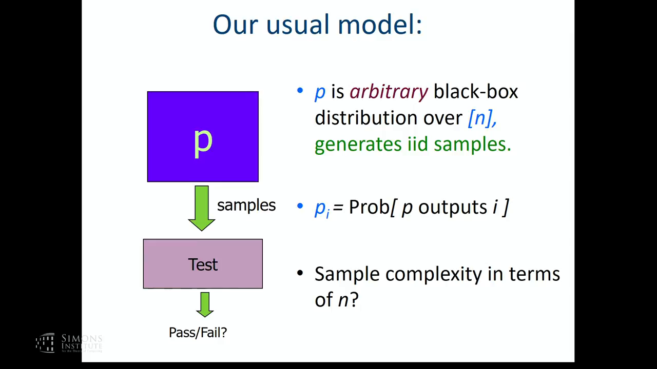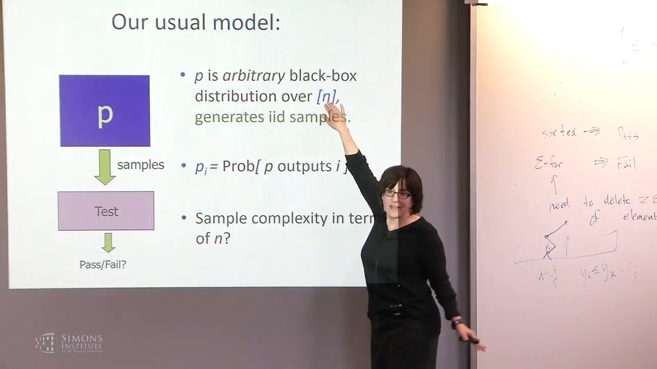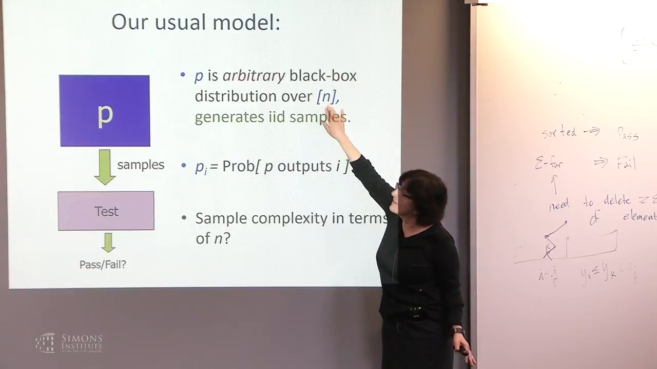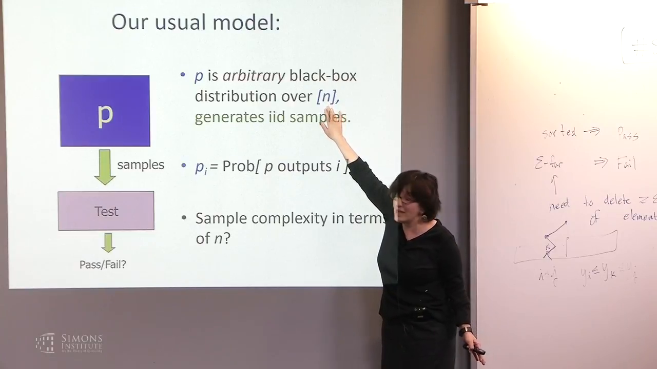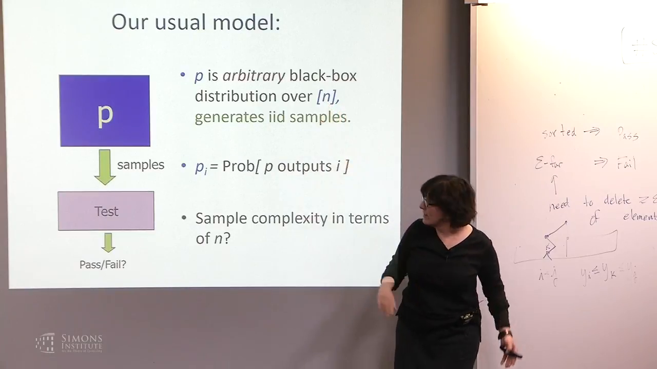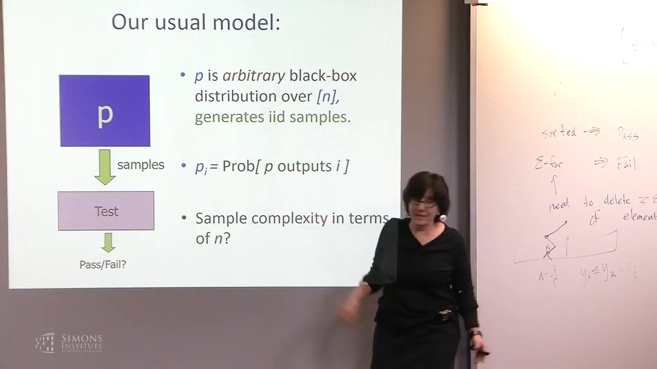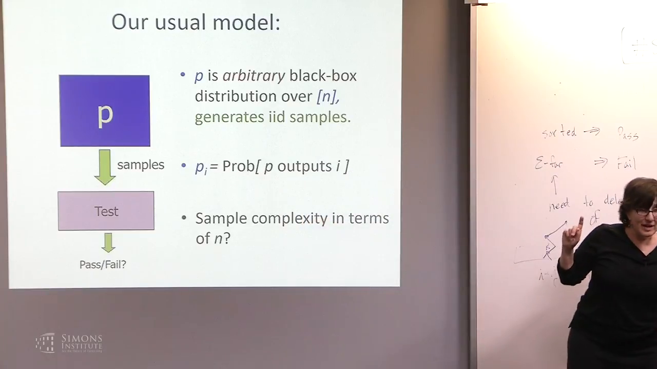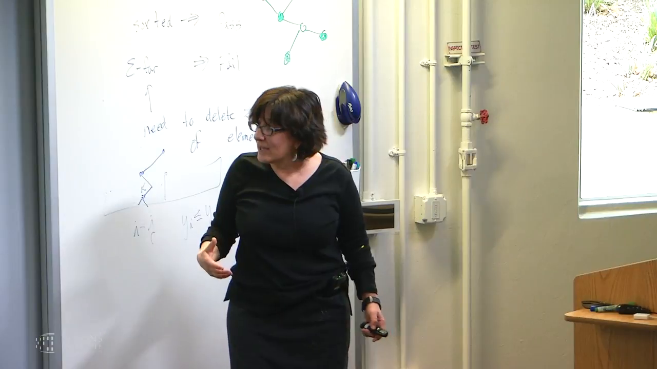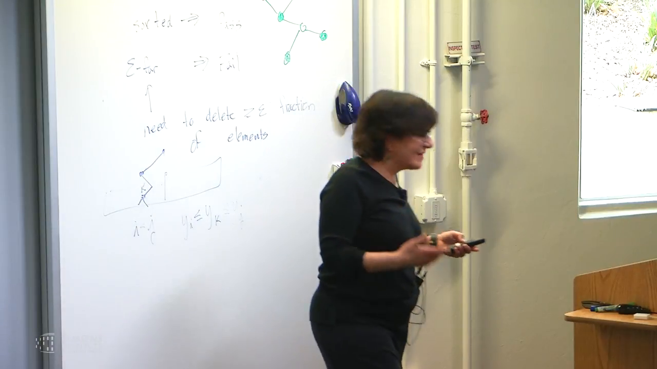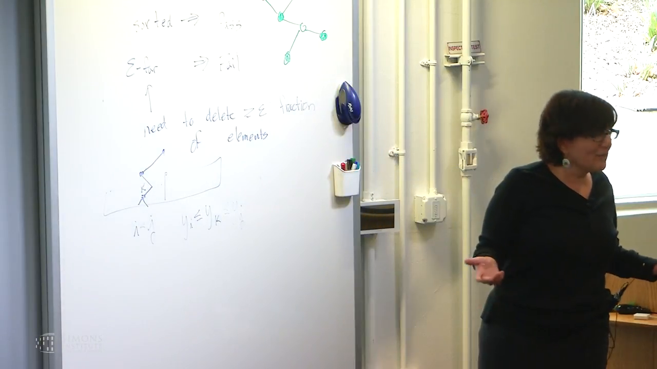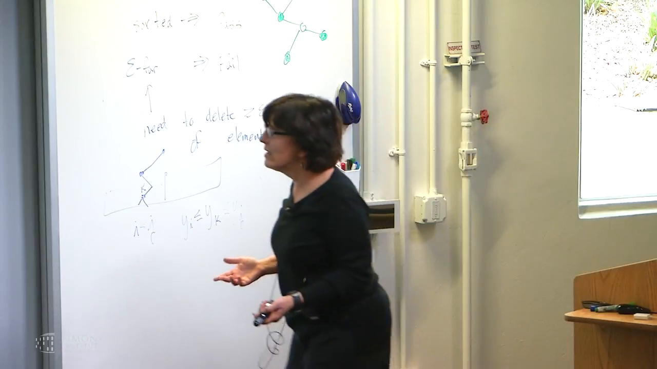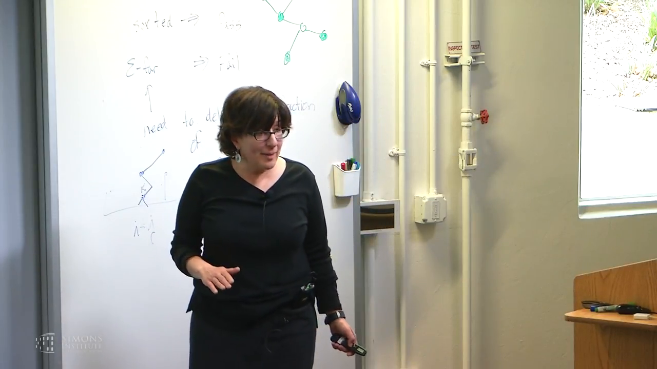Okay, so I get this black box. I'm going to assume that the domain of the distribution is size n. So I have n elements in the domain. It's discrete. P sub i is the probability that this black box outputs item i. And what I'm interested in is the sample complexity of whatever problem I'm trying to solve in terms of n. Okay, so let's look at a first set of properties.